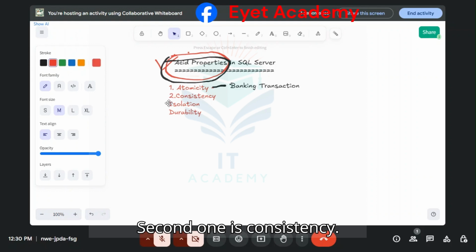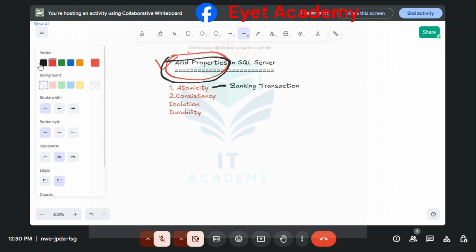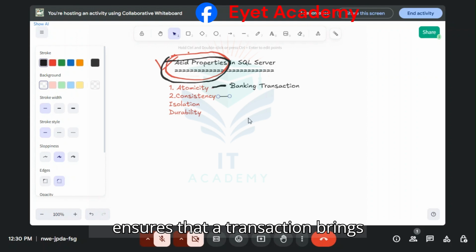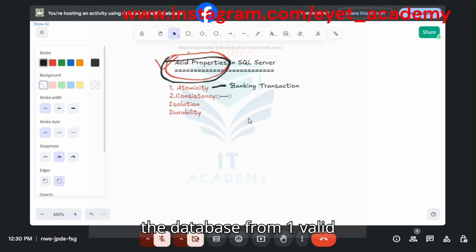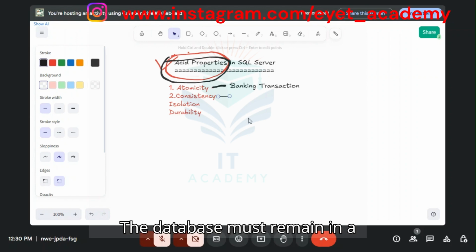Second one is consistency. Consistency ensures that a transaction brings the database from one valid state to another. The database must remain in a consistent state before and after the transaction.